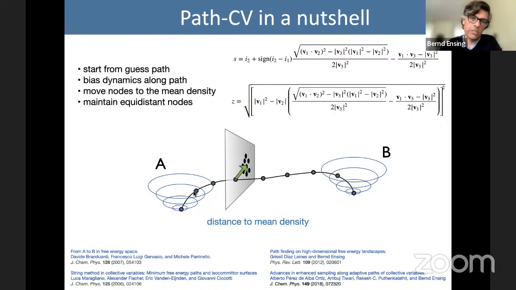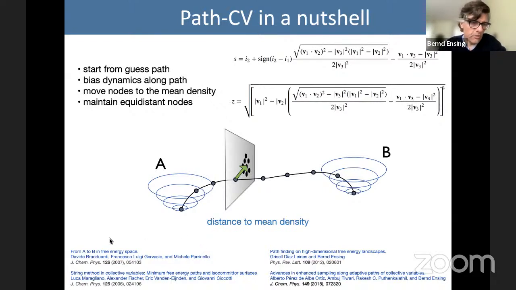So can we describe this path as a string of nodes, right? So we have a bunch of nodes here that are connected, and we start from some guess path. We do a bias dynamics using some enhanced sampling method. And then we have to move those nodes on the fly to the average transition flux, let's say, and then there's some reparameterization happening. So that's in a nutshell the method.